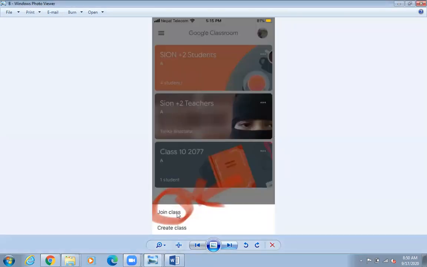Then after that, two options will come: join class and create class. If you are a teacher, then create class. If you are going to teach tuition, go to create class. You will get a new classroom. But if you are a student, then join class.